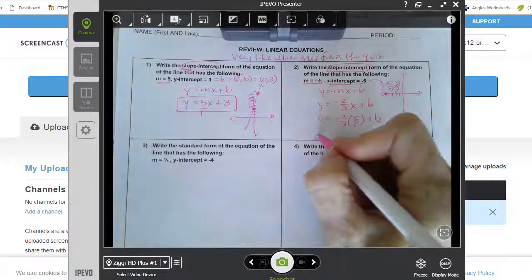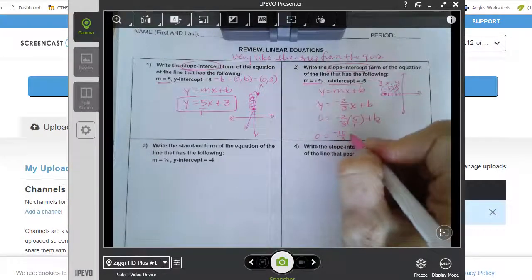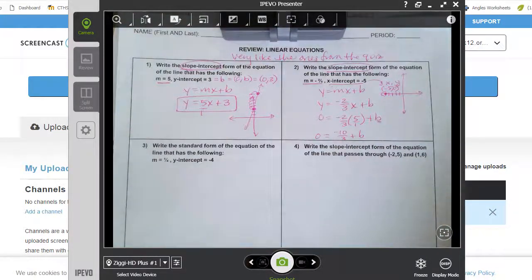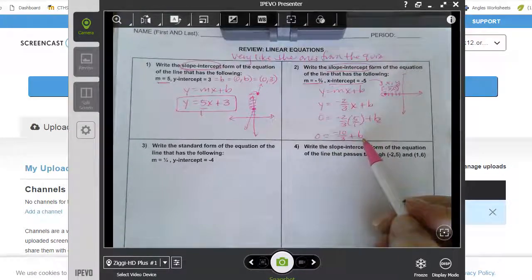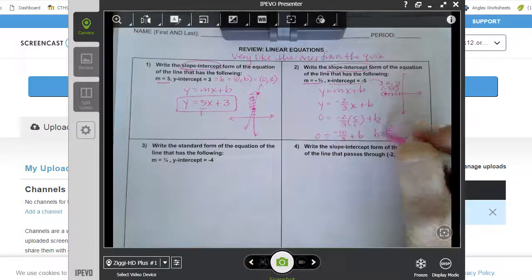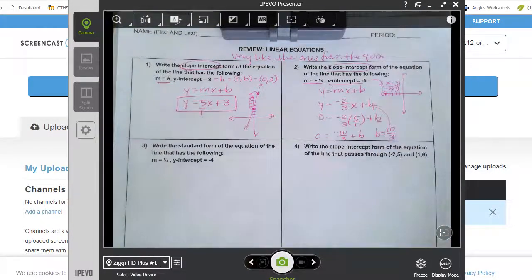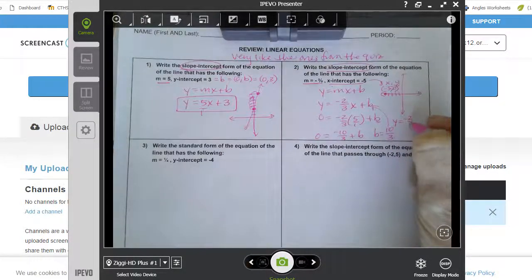As I'm doing that, 0 equals -10 over 3 plus b. Well, the only way I get a 0 if I have -10/3 is if I add +10/3. So b is +10/3. I'm going to use that value and input it for b to get the final equation. Y equals -2/3 x plus 10/3.